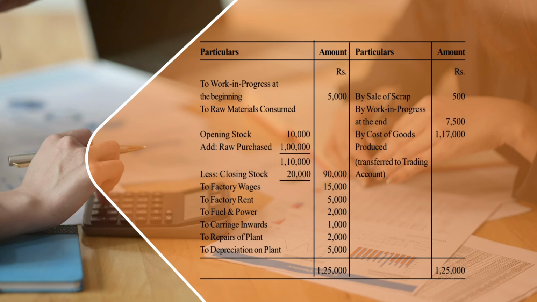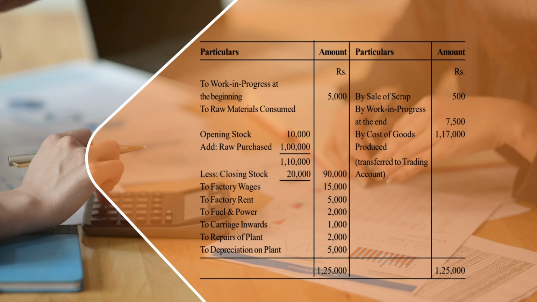Then in the credit side, by sale of scrap, it is given in the question, 500. By work in progress at the end, 7,500, it is also given in the question. By cost of goods produced, 1,17,000. So this is the balancing figure. The total of the debit side of the manufacturing account is 1,25,000.